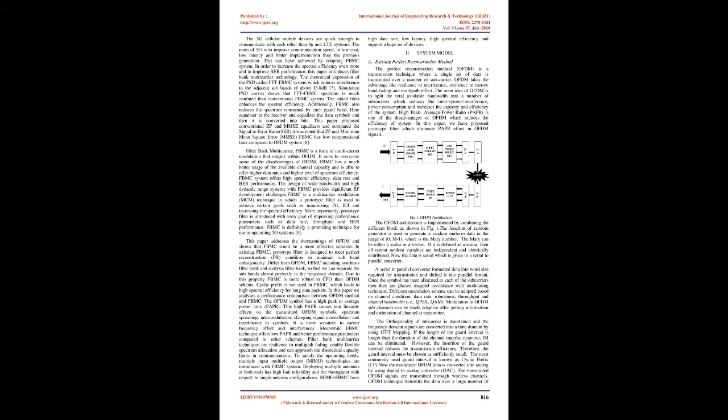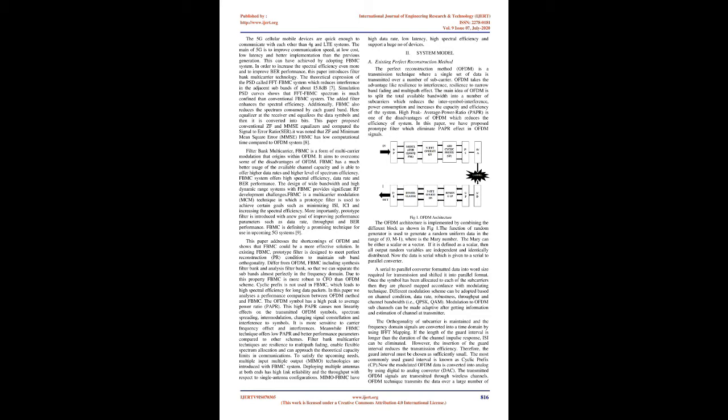Filter bank multicarrier, FBMC, is a form of multicarrier modulation that originates within OFDM. It aims to overcome some of the disadvantages of OFDM. FBMC has a much better usage of the available channel capacity and is able to offer higher data rates and a higher level of spectrum efficiency. FBMC system offers high spectral efficiency, data rate, and performance. The design of wide bandwidth and high dynamic range systems with FBMC provides significant RF development challenges.